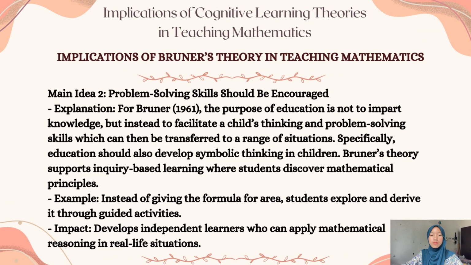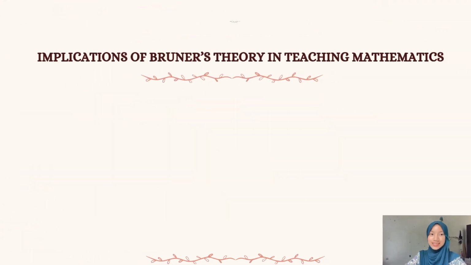In addition, problem-solving skills should be encouraged. For Bruner, the purpose of education is not to impart knowledge, but instead to facilitate a child's thinking and problem-solving skills which can then be transferred to a range of situations. Specifically, education should also develop symbolic thinking in children. Bruner's theory supports inquiry-based learning where students discover mathematical principles. Instead of being given the formula for area, students explore and derive it through guided activities. This develops independent learners who can apply mathematical reasoning in real-life situations.